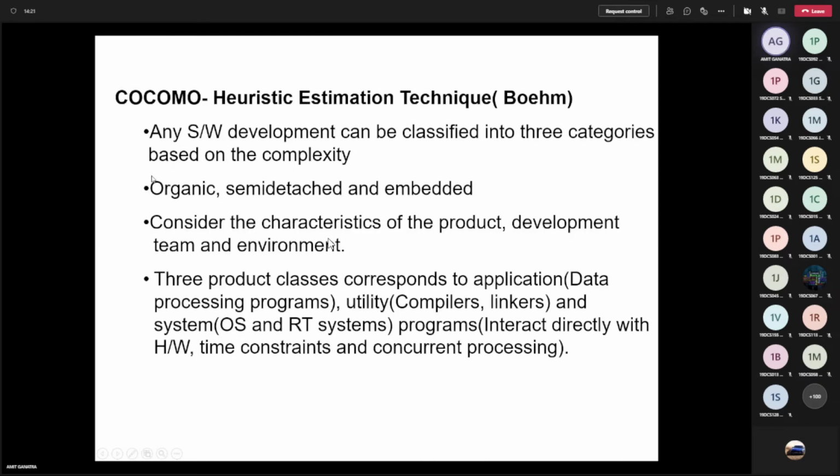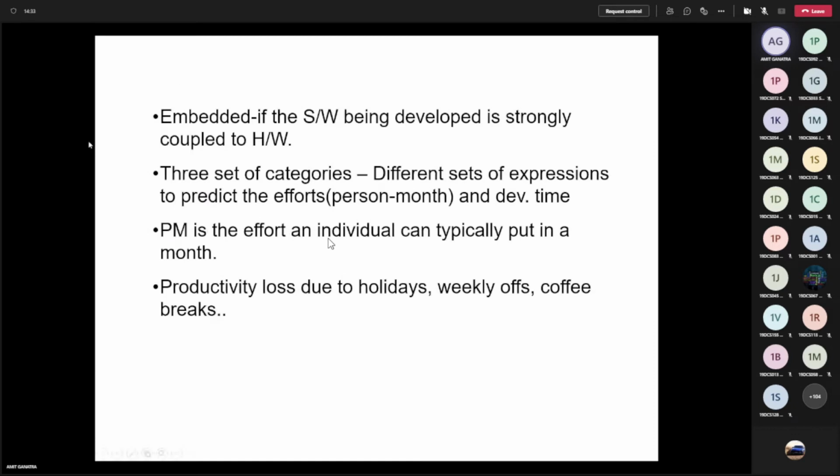So in the exam, if any problem description is given to you, first you have to classify whether the software is of type organic, semi-detached, or embedded. Okay, and accordingly we have a different set of equations. These three categories have different expressions to predict the effort. And as we have discussed, the unit of effort is person-month. The second equation is for development time. So for all three categories, you have to remember two equations.